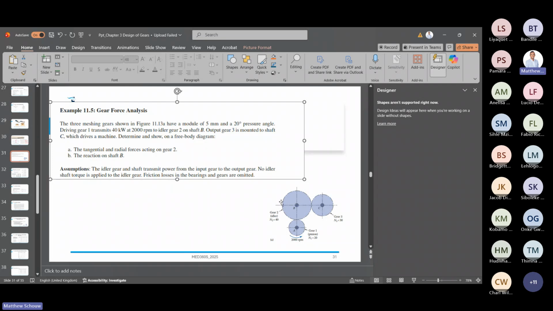So again, this gear here, it's an idler. I don't know if you guys are familiar with what that is.